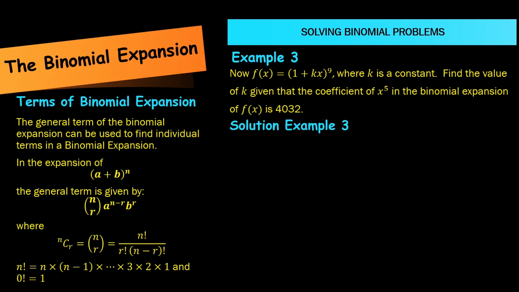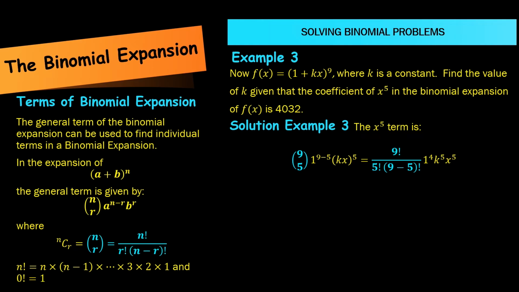So let's solve this. The x to the 5th term is 9 choose 5 times 1 to the power 9 minus 5 times kx all raised to the power 5. We've simply input into this general term formula. So 9 choose 5 is 9 factorial all over 5 factorial times 9 minus 5 factorial. And of course here's 1 to the 4. kx to the power 5 is k to the 5 times x to the 5.